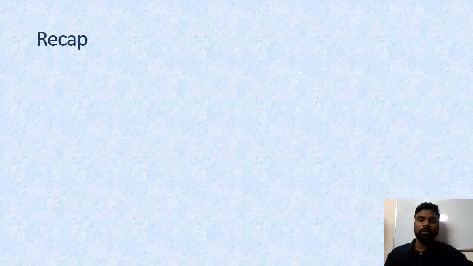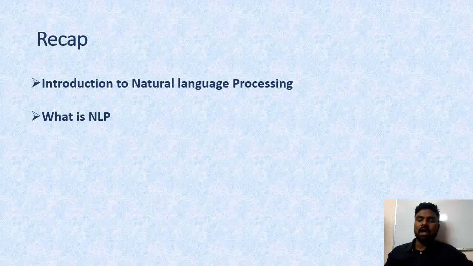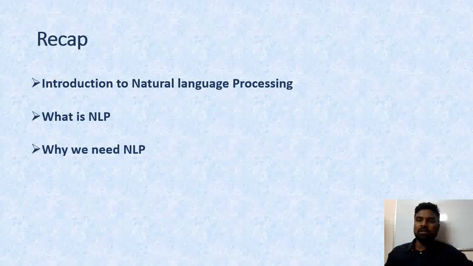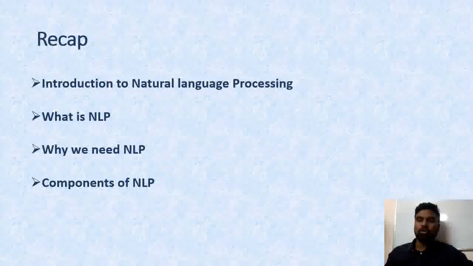So let us have a quick recap of our previous session, lecture number 9, and what topics we have discussed. In our previous session, we discussed a brief introduction to natural language processing, which is a domain of artificial intelligence. We learned what NLP is, why there is a need for NLP, why NLP is important, and the components of NLP.